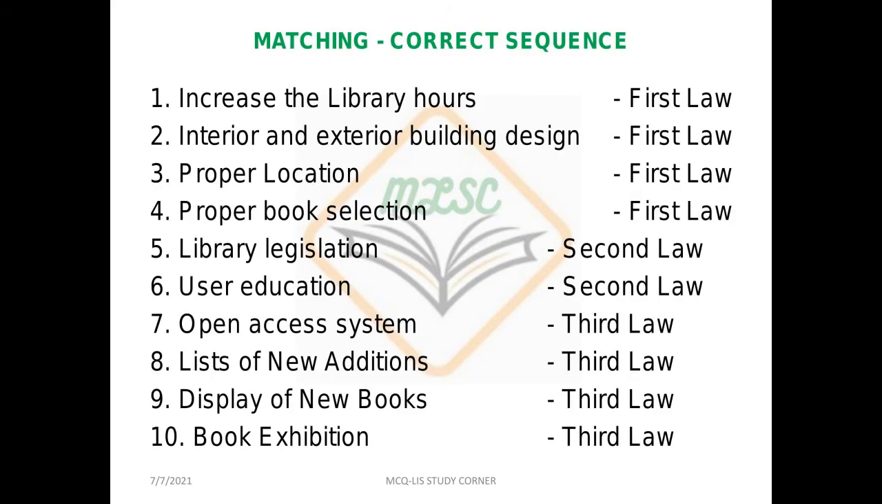Matching the correct sequence. Increase the library hours. First law. Interior and exterior building design, first law. Proper location, first law. Proper book selection, first law. Library legislation, second law. User education, second law. Open access system, third law. List of new editions, third law. Display of new books, third law. Book exhibition, third law.